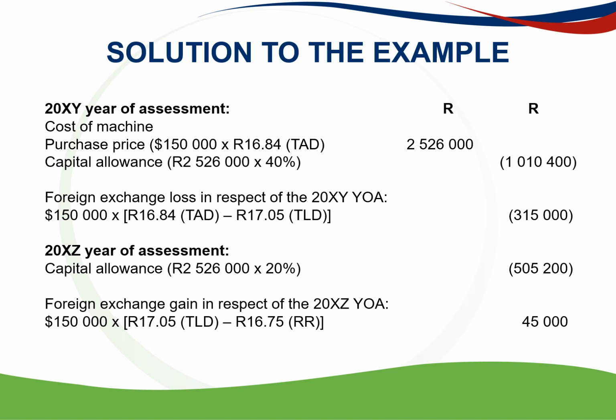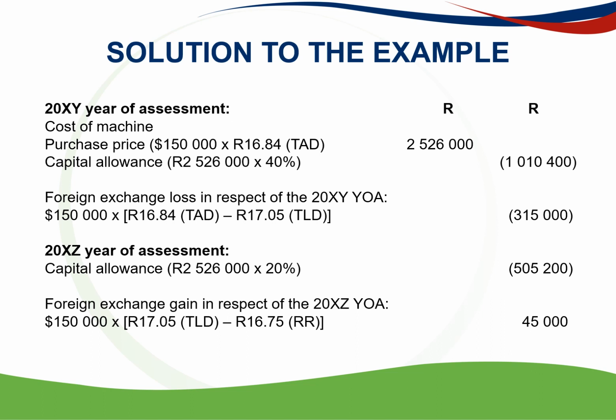Now we know, because this is not a small business corporation, we are allowed to claim a capital allowance, your normal section 12C capital allowance, and on a new and unused machine you can claim 40% in the first year and 20% in the following 3 years. Therefore, we can claim the 40% on the R2,526,000, and we can deduct the capital allowance of R1,010,400 for the current year of assessment.